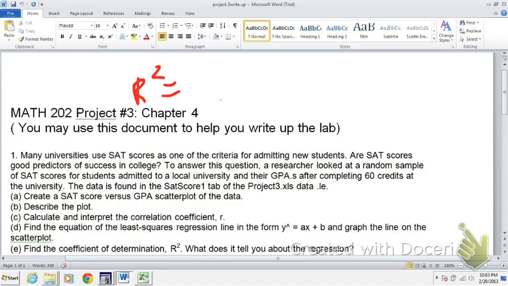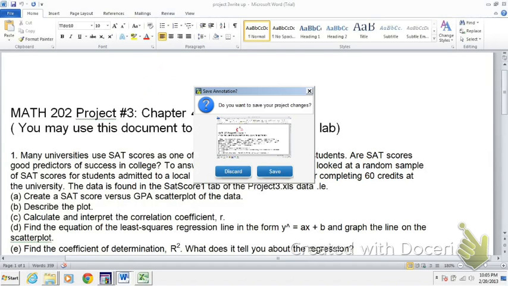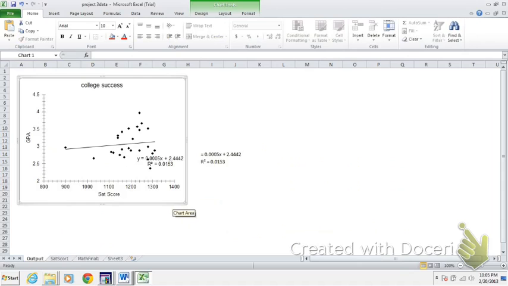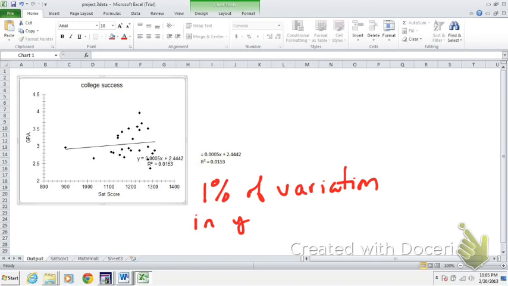So what was it originally? It was like 1%. I'll go back to that. Yeah, so r squared is 1%. It's like 0.015, so rounded up about 2. If you had to make a sentence about that, you could say 1% or 1.5% of variation in y is explained by the least squares regression line.